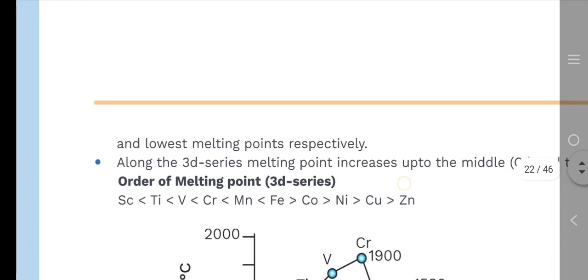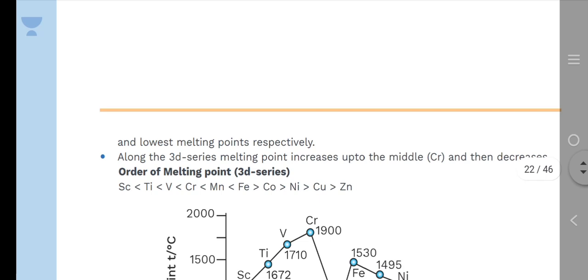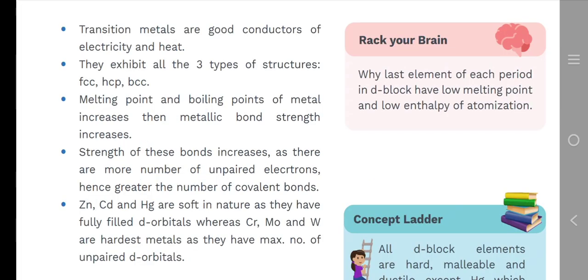Tungsten and mercury have highest and lowest melting points respectively. Along the 3d series, melting point increases up to the middle and then decreases. Order of melting point of 3d series is given as below.